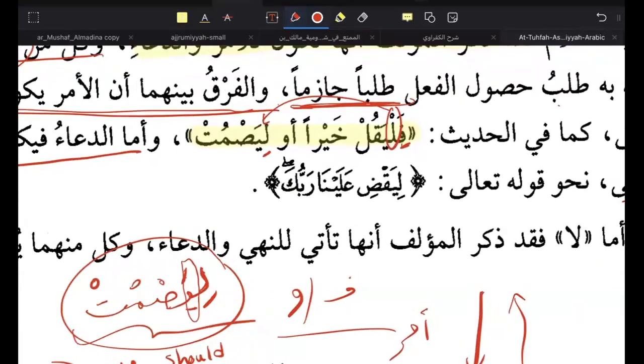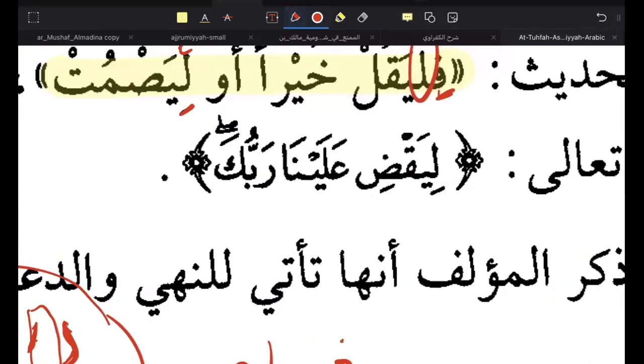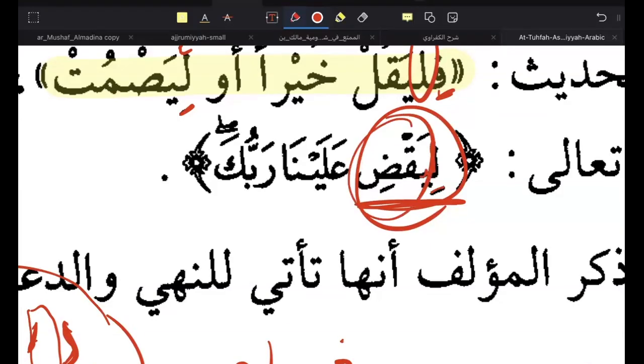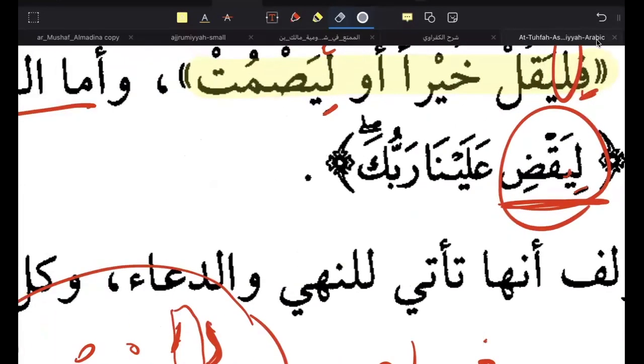Clear? So for example, he says, لِيَقْضِي عَلَيْنَا رَبُّكَ. This is the lam al-amr. So how do you know this is lam al-amr, and how do you know that this is a majzum? You have a kasra. And kasra, remember guys, be careful when you say verb has a kasra. Verb can never ever have a kasra as a state. Yes, no kasra for verb. Yes, ahsan. So it was yaghdi, yaghdi.